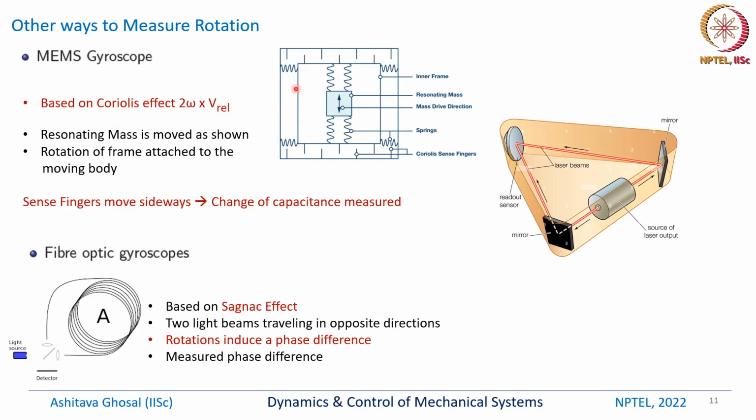And if I mount 3 such devices, I can measure the 3 components. If I mount one device such that this is vertically in this plane, then the other one is in the other plane, the xz plane, and another one is in the yz plane, I can obtain the 3 components.